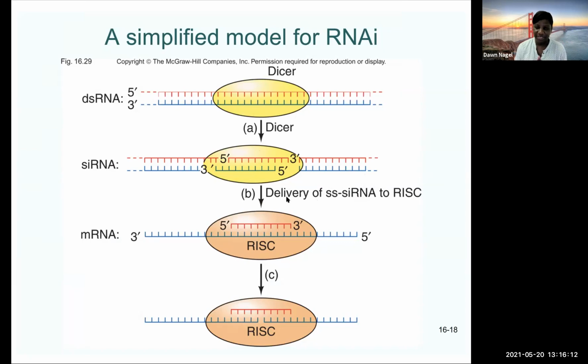And this Dicer complex recruits additional proteins to form this RISC complex, okay? And together, first they destroy one of these strands, which is not shown here, but just imagine that one of the double strands is destroyed. Together, they deliver one of the strands, which is the guide strand, to the target mRNA, cleave this target mRNA and destroy it, okay? Very simplified process.